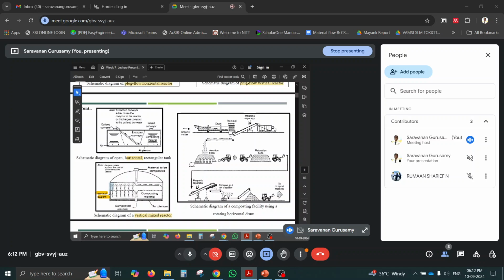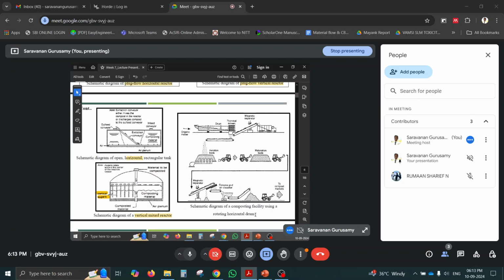So there is a vertical auger. You know what is called auger boring. If you are a civil engineer, you know what is auger boring. A screw kind of thing will be used to bore the ground. The same thing we are using here, auger type for mixing the compost. So this type of vertical reactors will be there with this type of blade augers to mix the material. The final compost will be taken out.